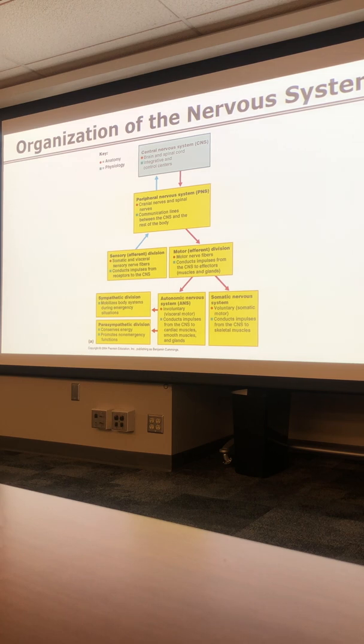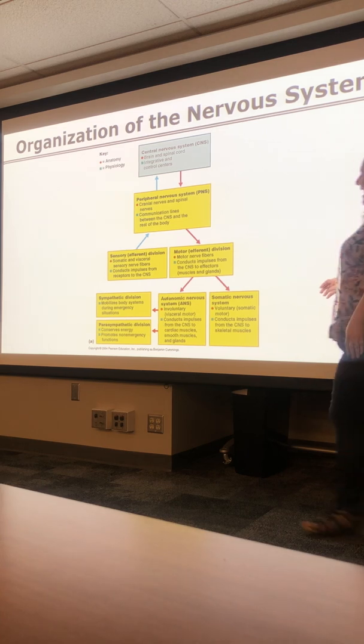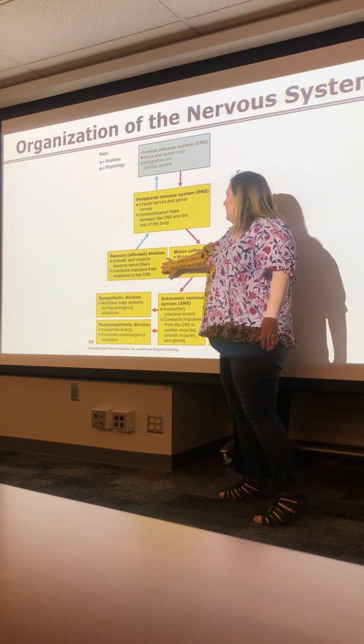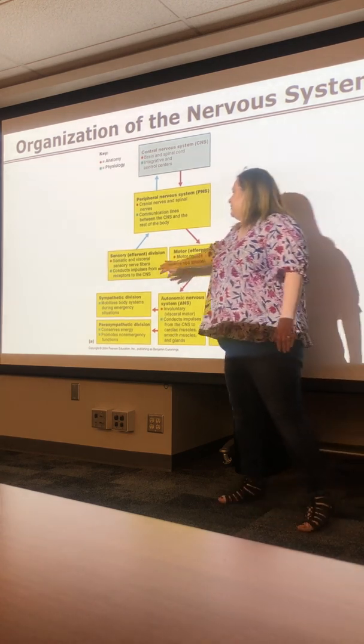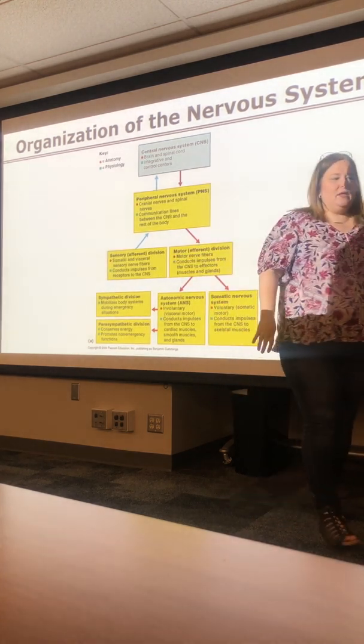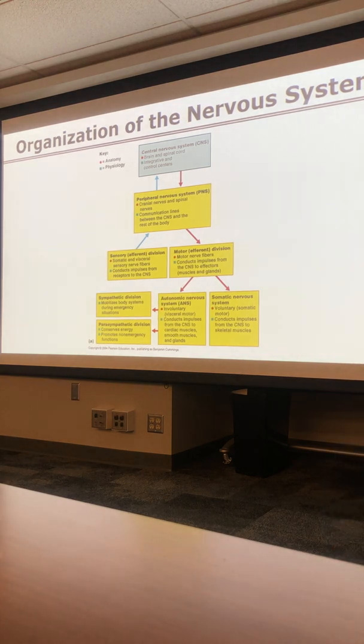When we talk about the peripheral nervous system, there are two subdivisions: the sensory, also known as the afferent division, and the motor or efferent division. We'll talk about the sensory or afferent division first. That division conveys impulses to the central nervous system. Afferent means to bring something towards something else, so this is conveying impulses to the central nervous system from sensory receptors.